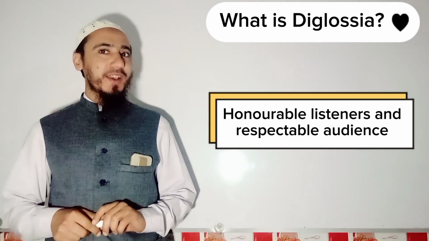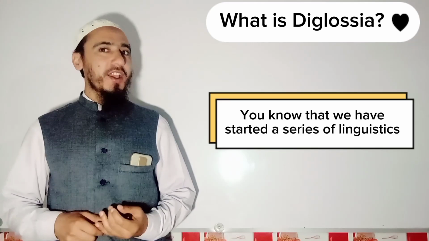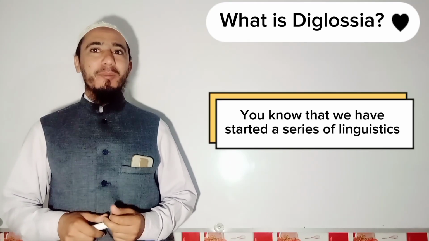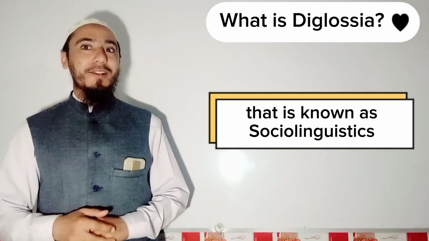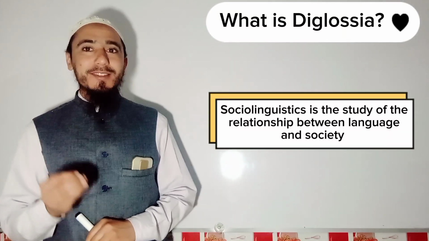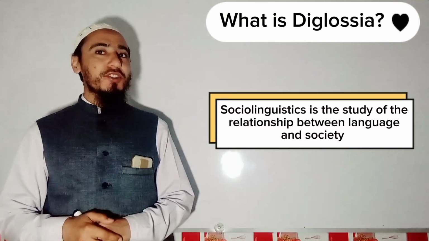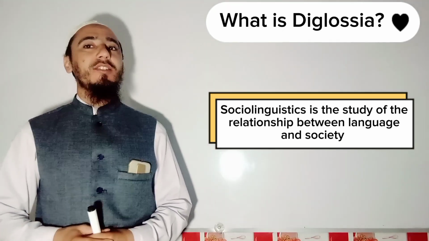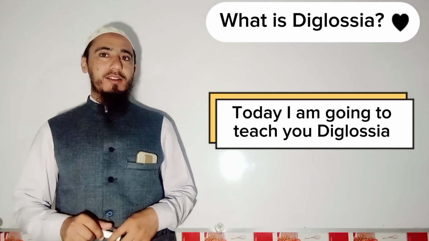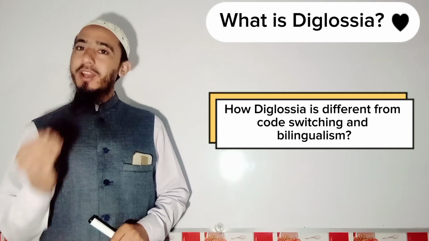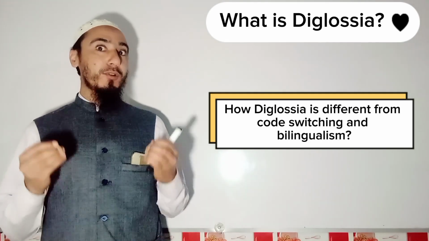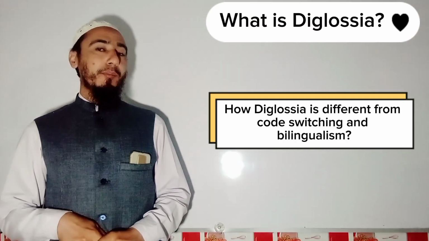Honorable listeners and respectable audience, you know that we have started a series of linguistics. In linguistics, we commenced the chapter that is known as sociolinguistics. Sociolinguistics is the study of the relationship between language and society. Today, I'm going to teach you diglossia. What is diglossia? How is diglossia different from code switching and bilingualism?